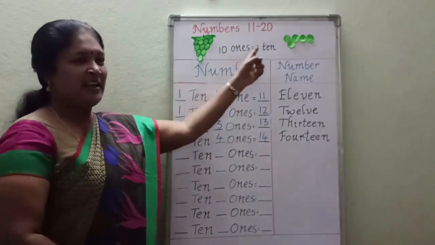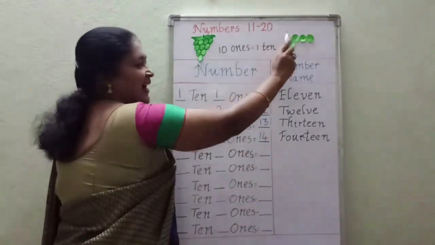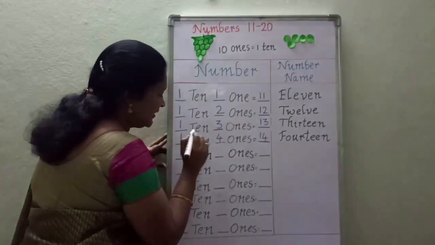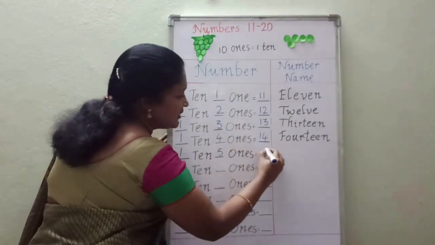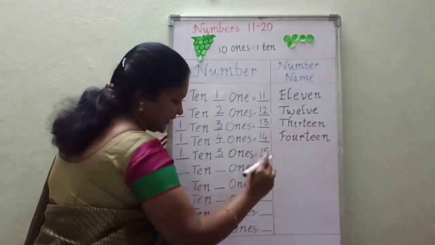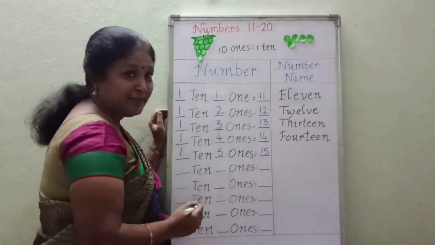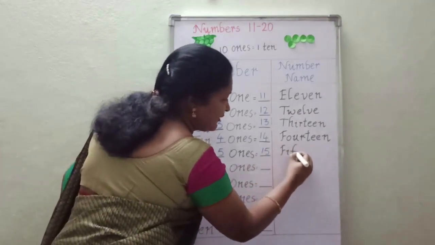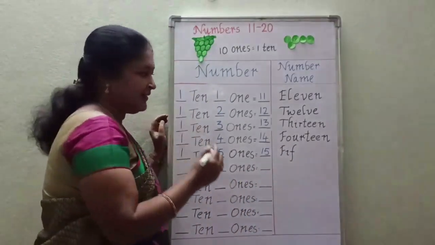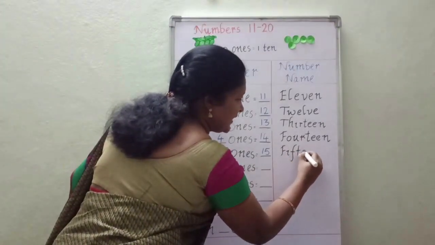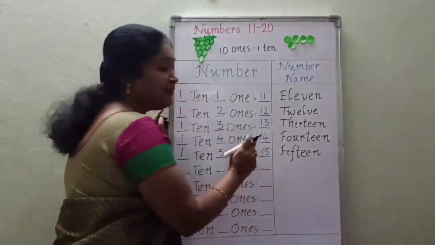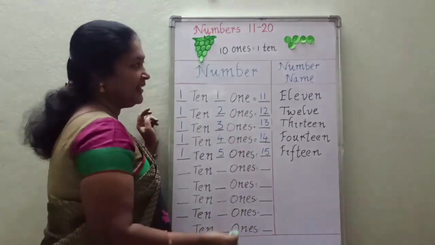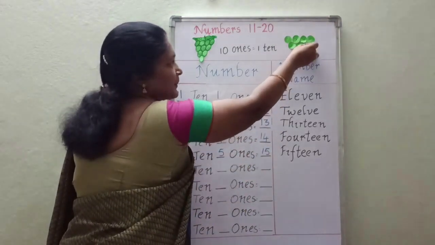Now, see children, how many ones are there now? 5 ones are there. 1 ten, 5 ones. So it becomes 15. What is the spelling of 15, children? It's not fiveteen, children. It's fifteen. F-I-F, fif. Teen. T-E-E-N, teen. 15. You should not read it as fiveteen. It's fifteen.